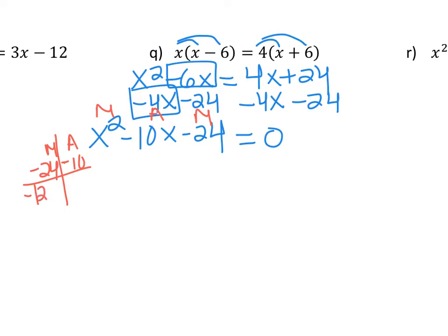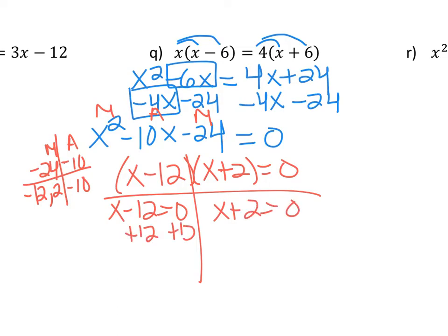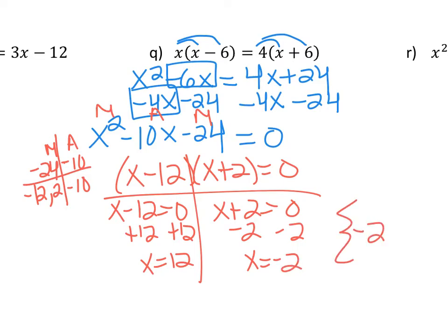Negative 12 and positive 2 are my factors. So x minus 12 times x plus 2 equals 0. T-chart. x minus 12 equals 0. x plus 2 equals 0. Add 12. I get 12 for the one root. Subtract 2. And I get negative 2. Making the roots negative 2, comma 12.